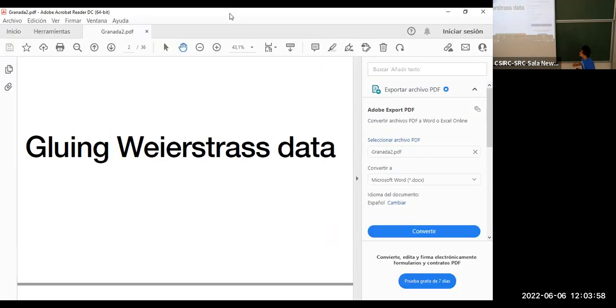Good. So, gluing Weierstrass data. This title means that there are other kinds of gluing. There are PDE glues, but what I was using is gluing Weierstrass data, and I'm not actually good at PDE.